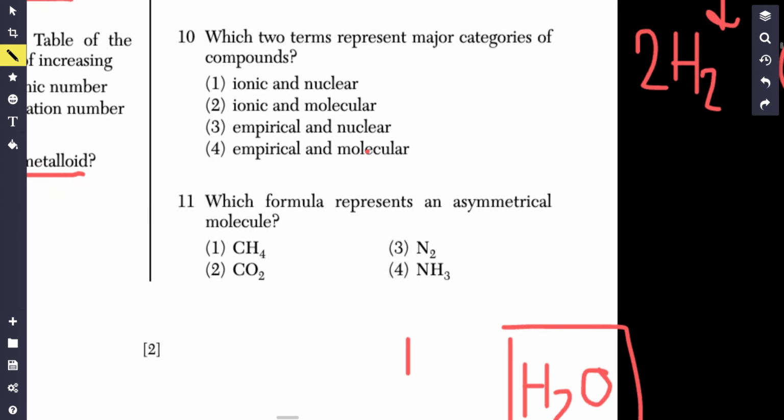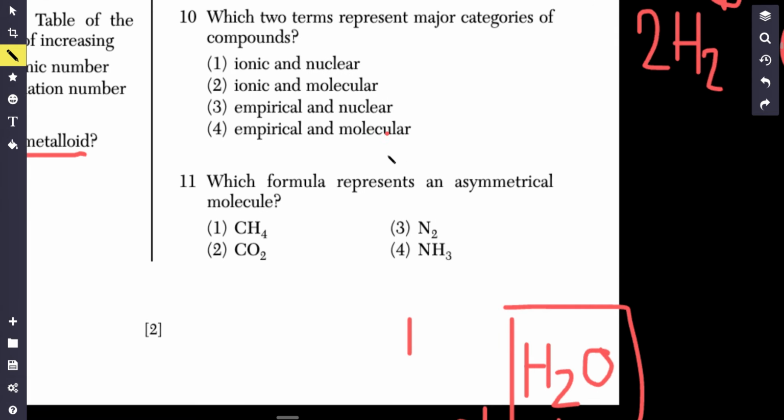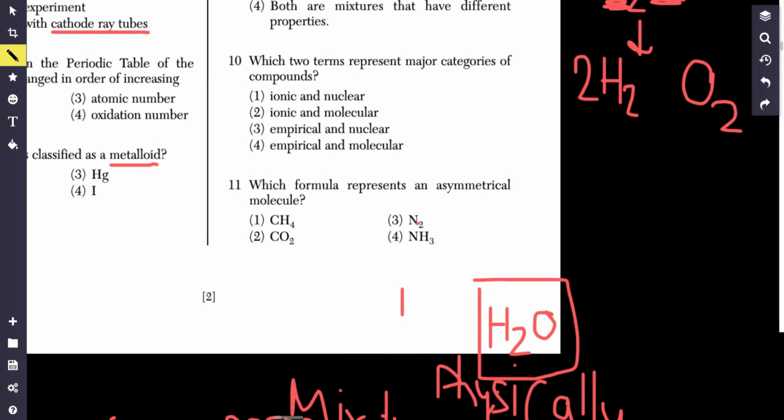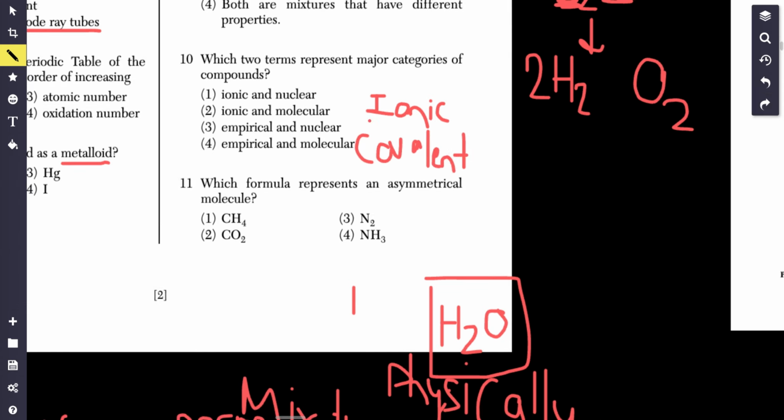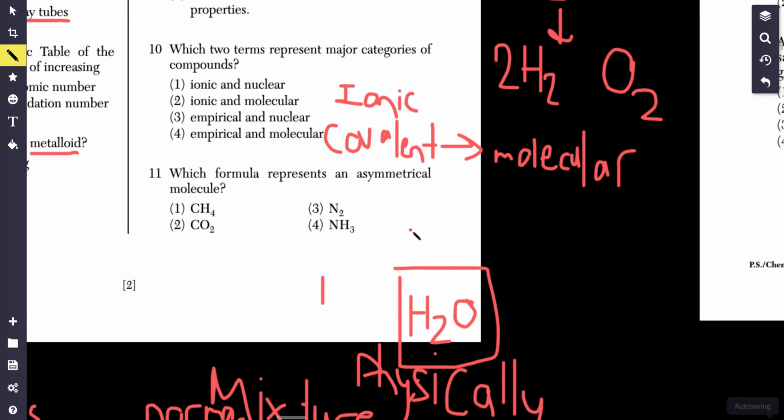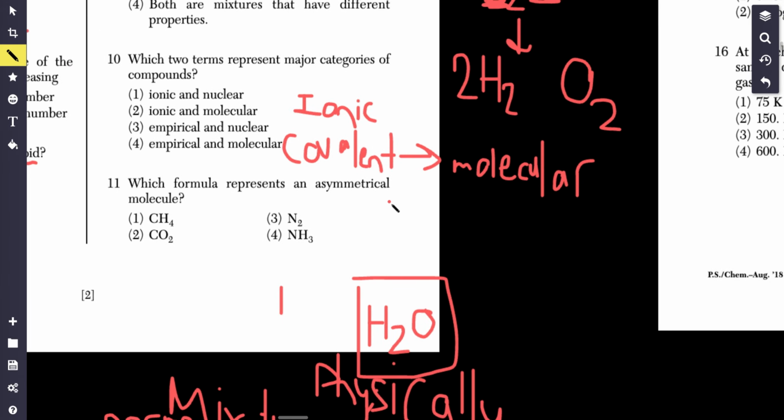Which 2 terms represent major categories of compound? You have a couple of terms you have to know. You have ionic compounds, and you have covalent compounds, which you can also think of as molecular compounds. An ionic compound is when you have a metal and a non-metal bonded together. If a question occurs that talks about ionic compounds, I will go more in depth, but that's basically what an ionic compound is.